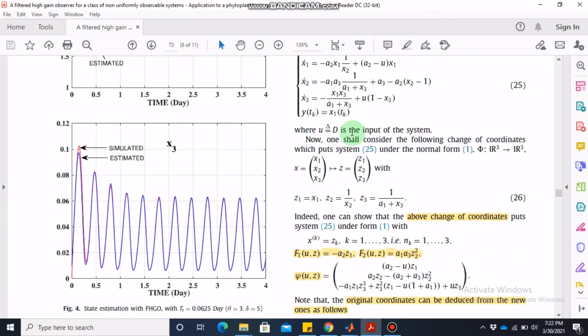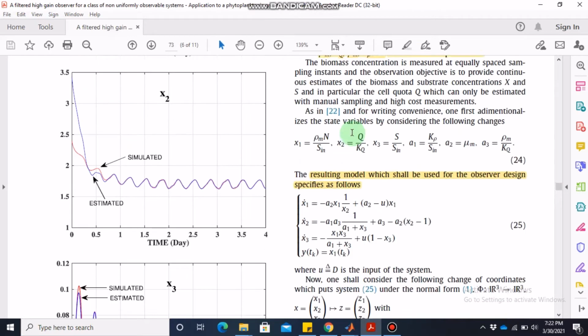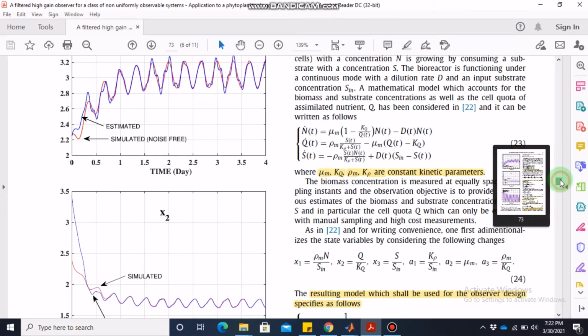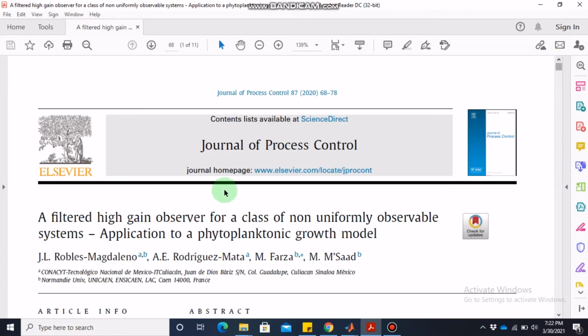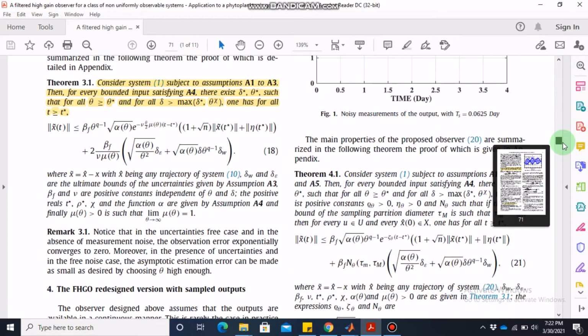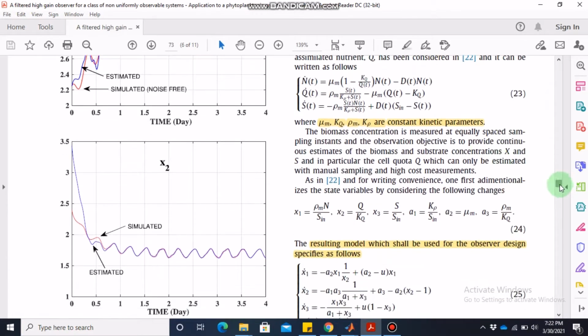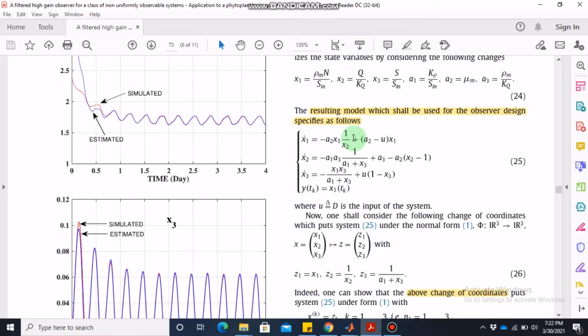In this example they have developed a state space model of, let's see, that's a very difficult name, a phytoplanktonic growth model. So a phytoplanktonic growth model has been used as an application example for the proposed observer. So this is the conversion of the state space into x1 dot, x2 dot, x3 dot.